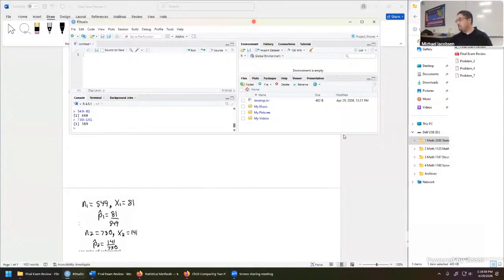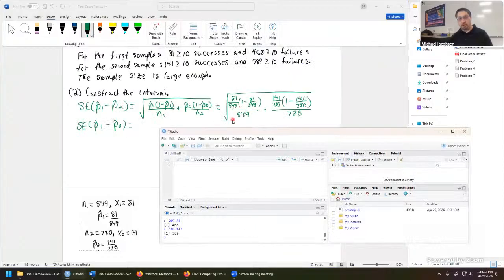Back into the calculator. This would go in, obeying order of operations in this kind of way. SQRT for square root, 81/549. Put in the literal times there if you're using this as a calculator, like RStudio. Then go 1 minus 81/549. Divide by 549. And now it's halfway done. Okay, just double checking the numbers. It's easy to transpose a digit.